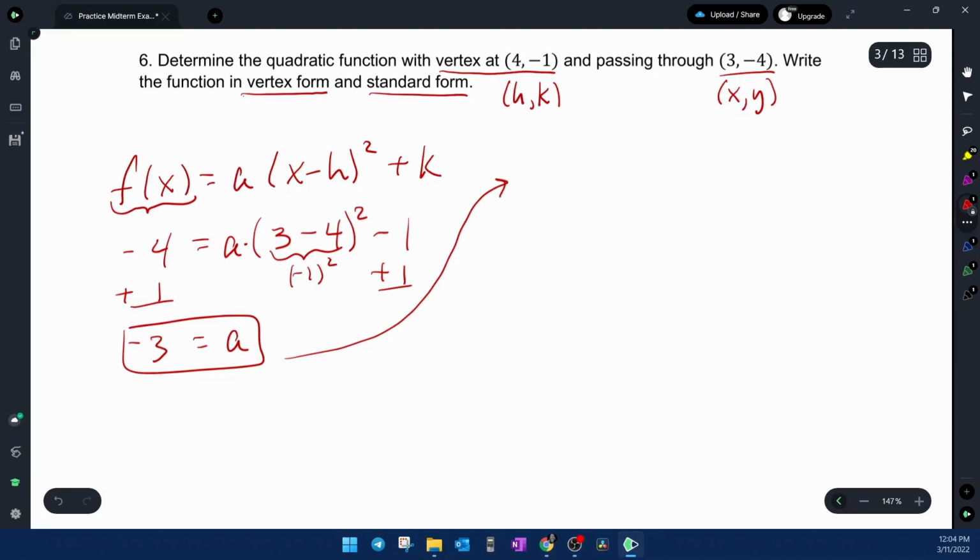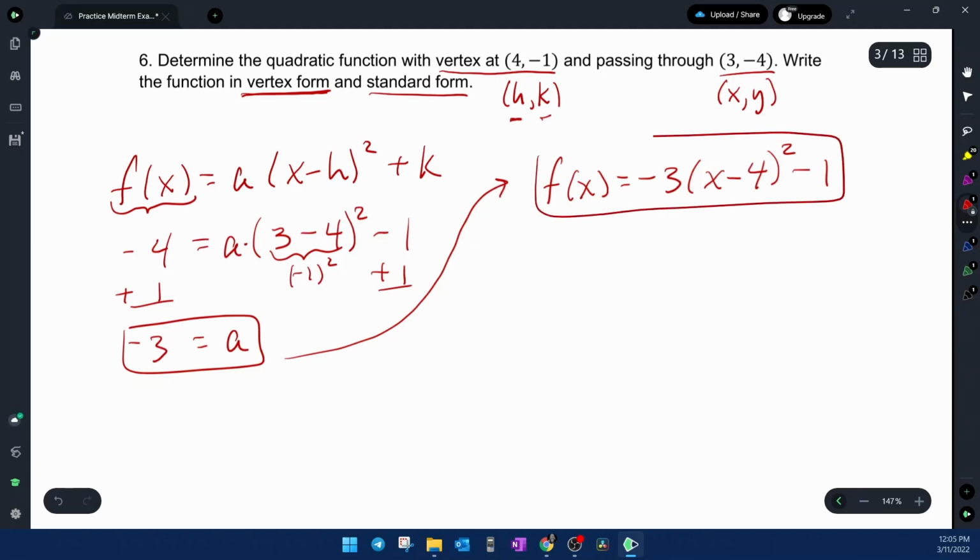And now we can answer the problem in vertex form. The function would be f of x equals a(x minus h) squared plus k. And notice I plugged in for h and k as I went along. And there is our function, that is the quadratic function, in vertex form. Now to get standard form, we just need to, well, multiply that out.